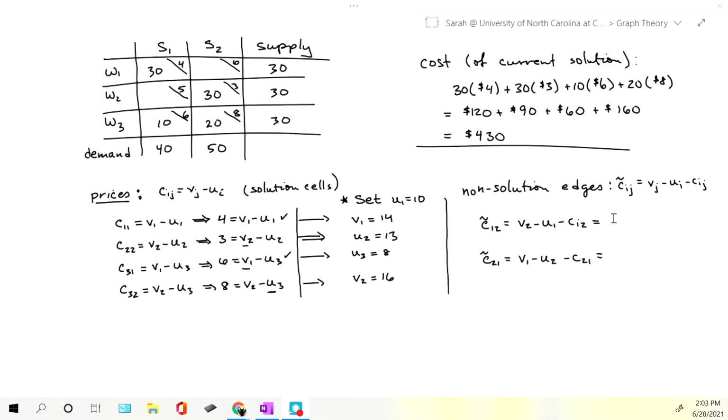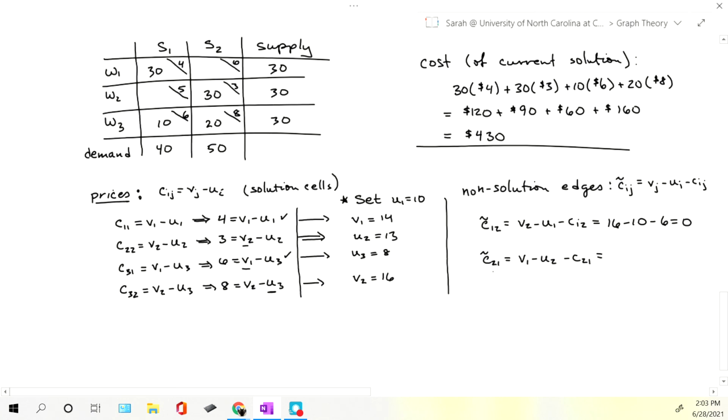So we see that V2 is 16, U1 is 10, and the cost in cell 1,2 is 6. So this looks like we get an adjusted cost of 0, which tells us you could throw in that edge 1,2, but it's not going to change this overarching cost, so there's no point in doing it unless you really wanted to.